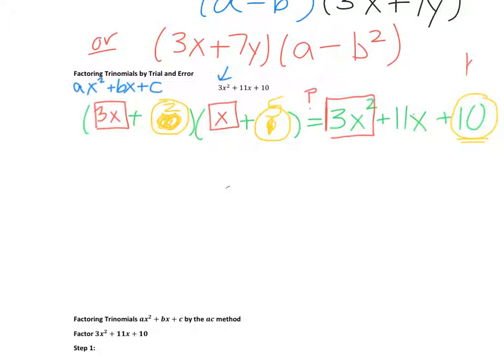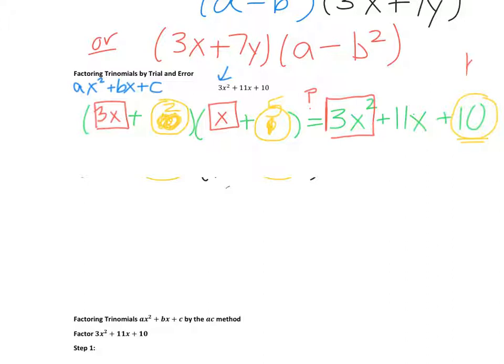All right, so finally, let me write this over. All right, we know the 3x is here to stay. Let's try something else. Let's try maybe 5 and 2. All right, because again, 5 times 2 gets us 10.